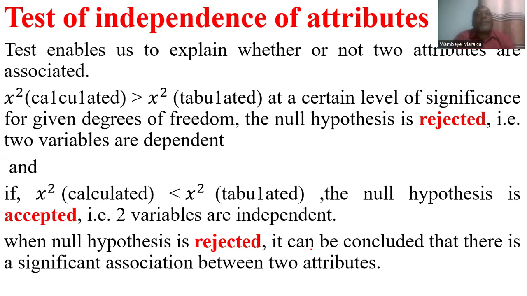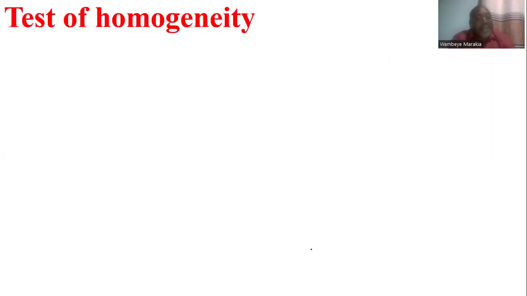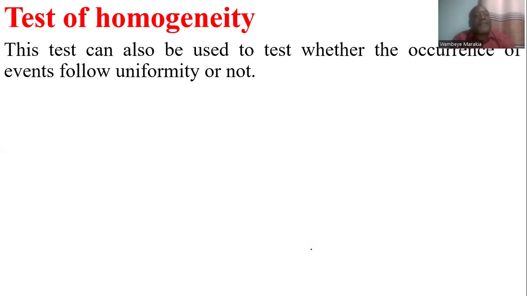Let us move on. The test of homogeneity. This is the test that is used to test whether the two occurrences follow a uniform criteria or not.